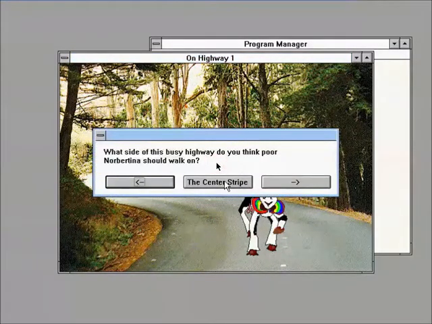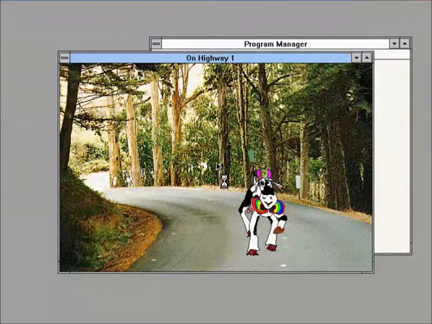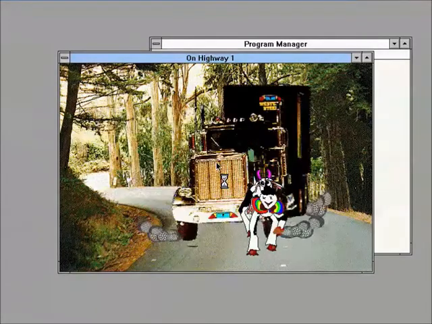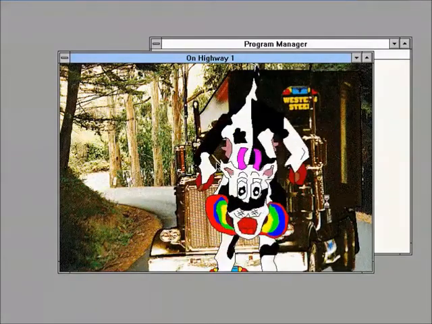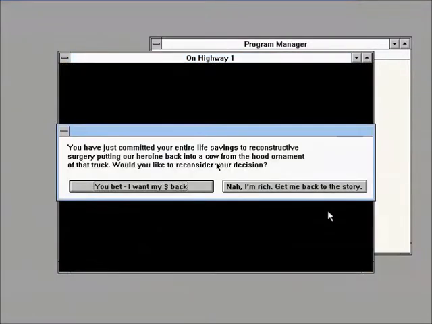What side of this pit? Center. You have just committed your entire life savings to reconstructive surgery, putting our heroine back into a cow from the hood ornament of that truck. Would you like to reconsider your decision?